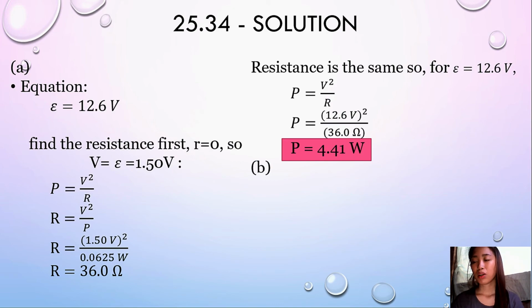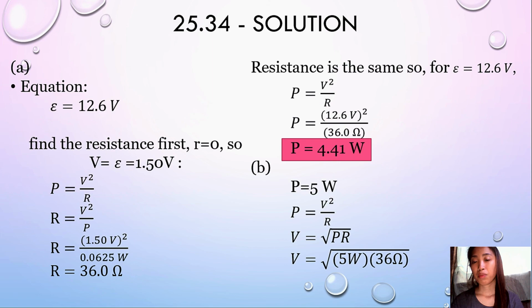In letter B, we want to find the EMF if the power consumed is 5 watts. By the same concept, if we neglect the resistance of the battery, the EMF equals the terminal voltage. So we can use the same equation to get the voltage with the same value of resistance. We get V equals the square root of PR. Then we plug in the values. So the voltage we get is 13.4 volts. So the EMF is 13.4 volts also.